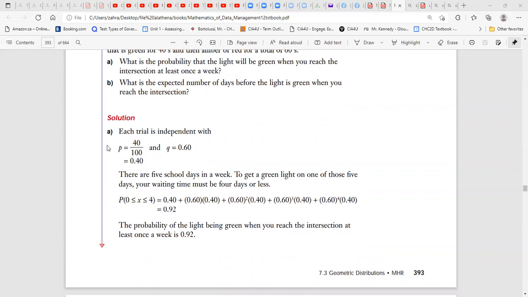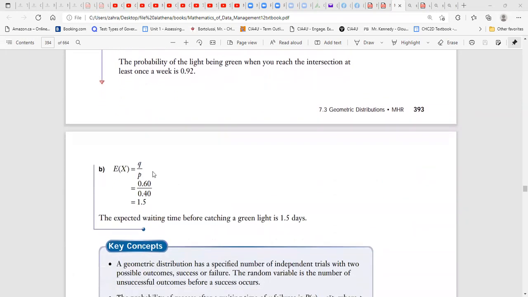What's the expected number? Of course, it's going to be Q over P. Q is 0.6, P is 0.4, which gives 1.5.